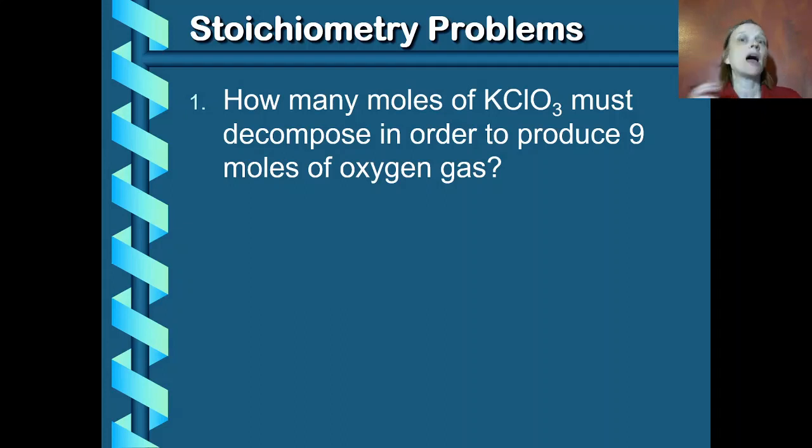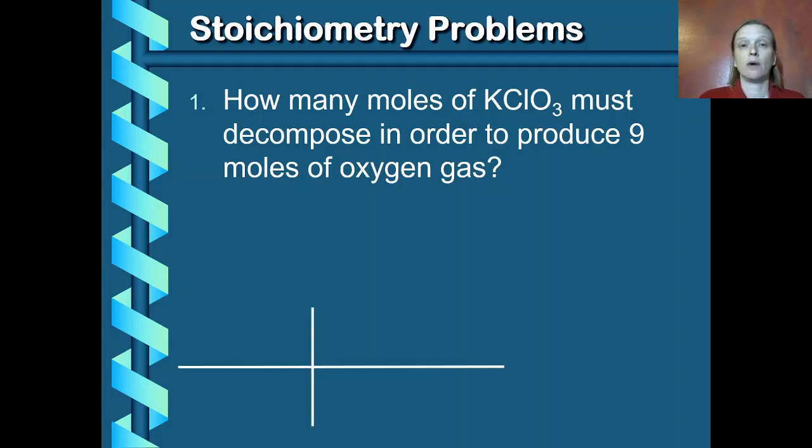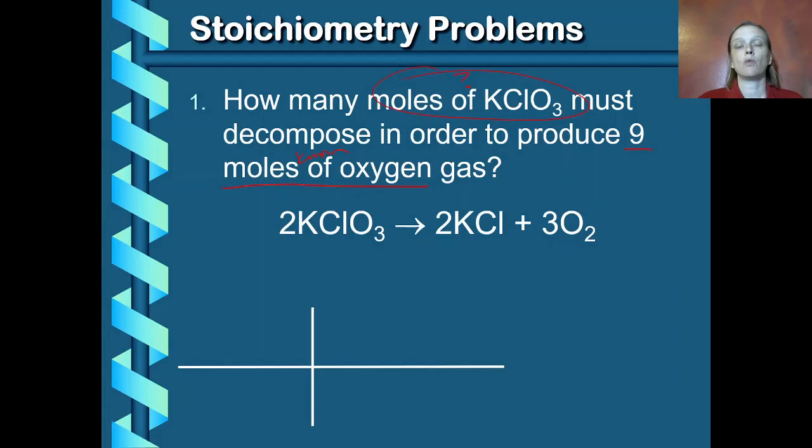So let's do an example. How many moles of potassium chlorate must decompose in order to produce 9 moles of oxygen gas? Well, our known is 9 moles of oxygen. This is my known. And my unknown is moles of potassium chlorate. We need to know what the balanced equation is. That's step 1. And I'm giving you this balanced equation because this is a more complicated decomposition reaction than one that I would ask you to predict products for.